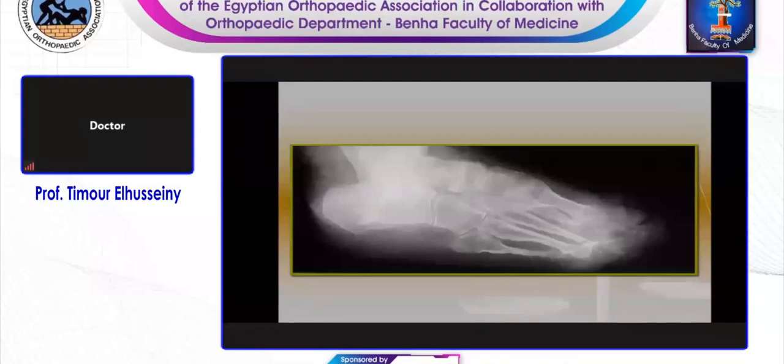This is the X-ray of the patient at the presentation. We could see that the affection by the neuropathy of leprosy is rather distal. It's not in the midfoot. It's not in the tarsometatarsal area. It's more distal. It is characterized by disappearance of bone. It is characterized by thinning of bone with little bone reaction.